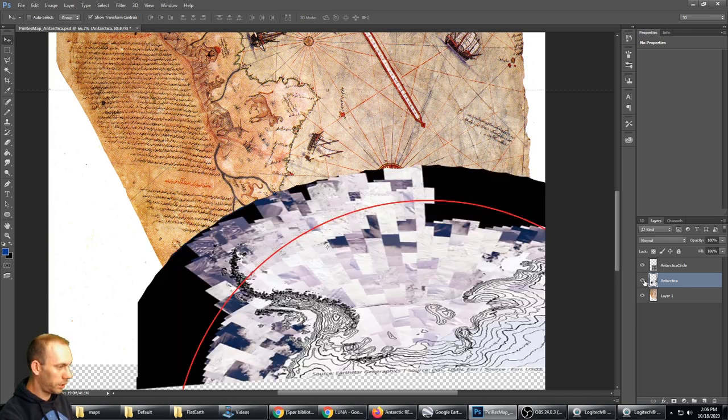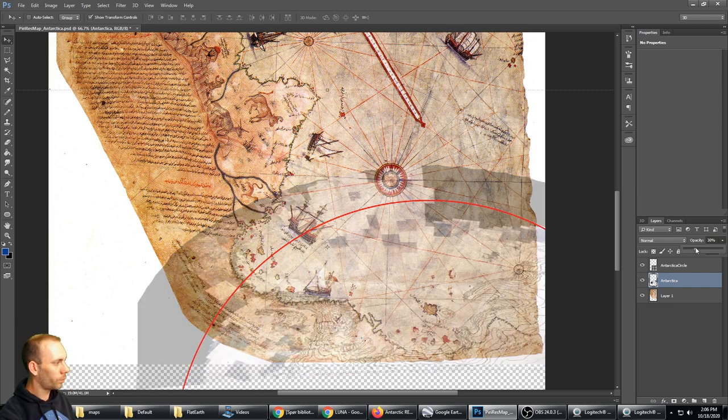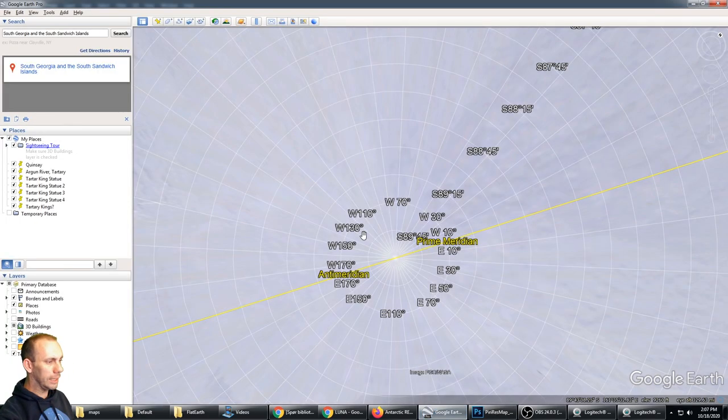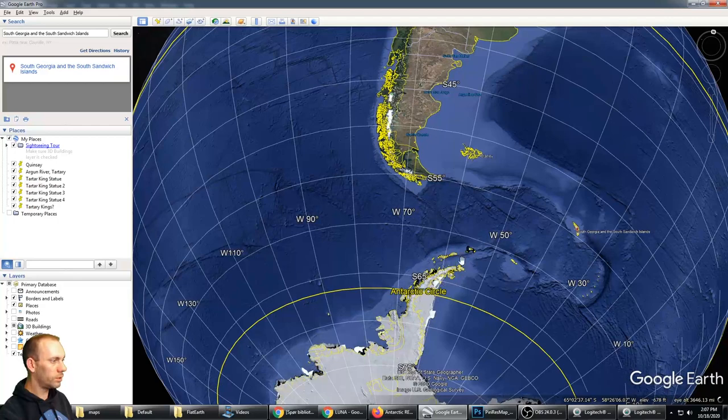All right, and let's toggle on Antarctica here from the Rima map, and I'm going to move the opacity down and bring it back up. So the first thing here is we have South America. This land of South America is quite easy to identify. And this area right here is interesting. It looks like it is this area right here.